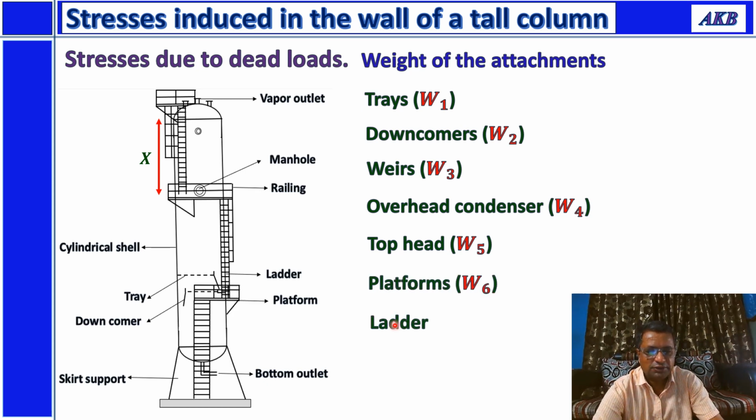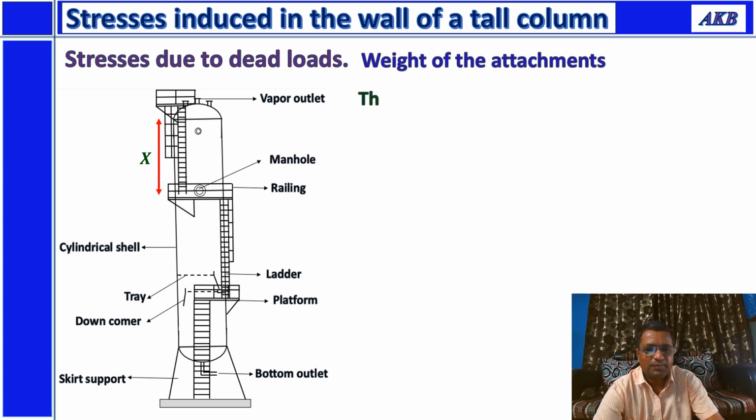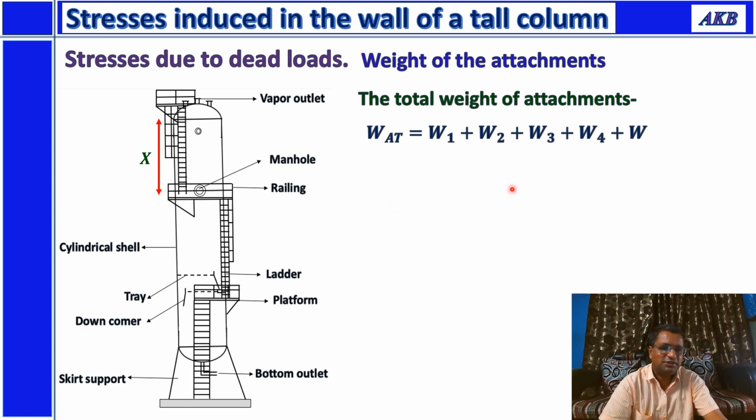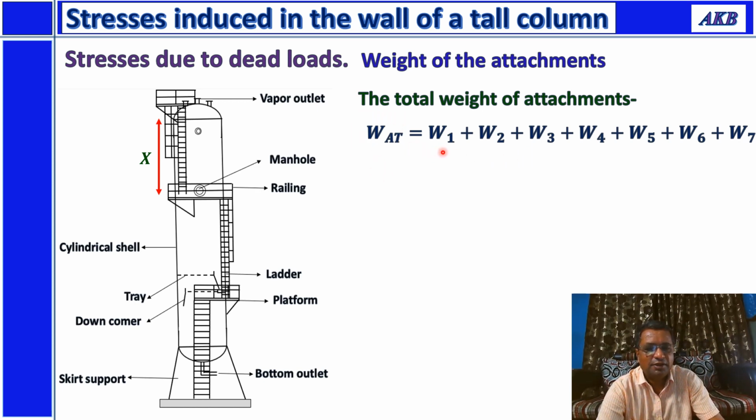Then platforms, ladders. So all these are attachments, and you have to consider their weights for your analysis. Okay. In my discussion I have considered 6 or 7 types of attachments. So accordingly, the total weight of the attachments will be W1 plus W2 plus W3, the addition of all the weights. Again, please note these are weights having units of Newton.